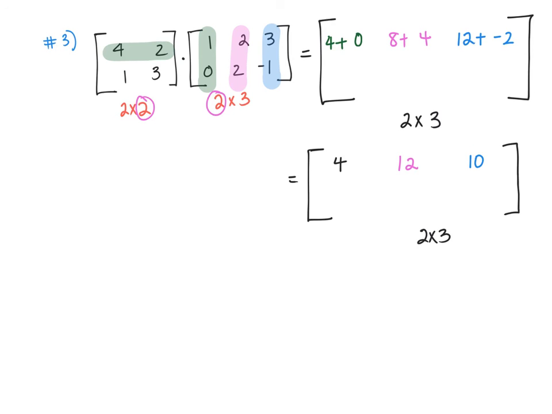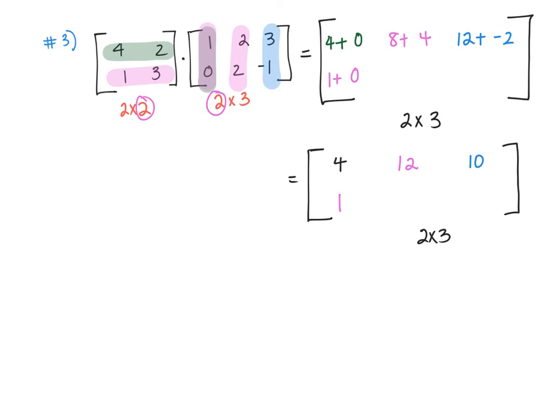Again, I need to start by going to now the second row. So let's see if I can erase this. I can't erase, well, oh well, that's okay. I'll just use different colors. So now I'm going to take the second row and multiply it, starting with the first column. So this row times this column, so 1 times 1 is 1, plus 3 times 0 is 0. And so if I add, that's just going to give me a 1 here.